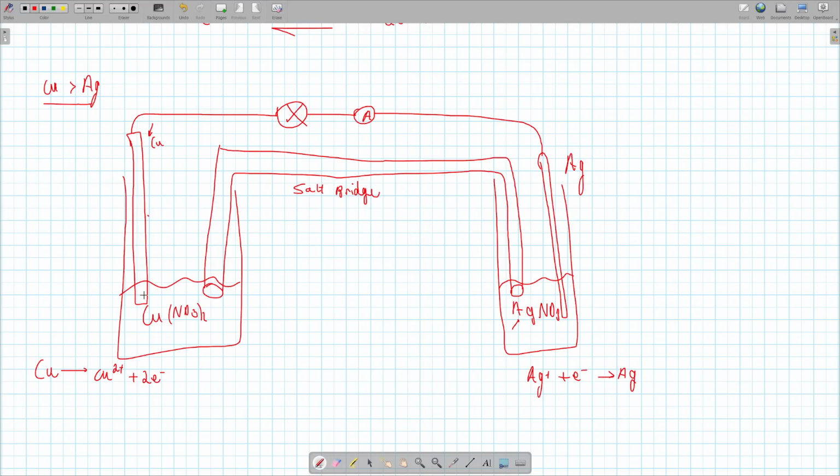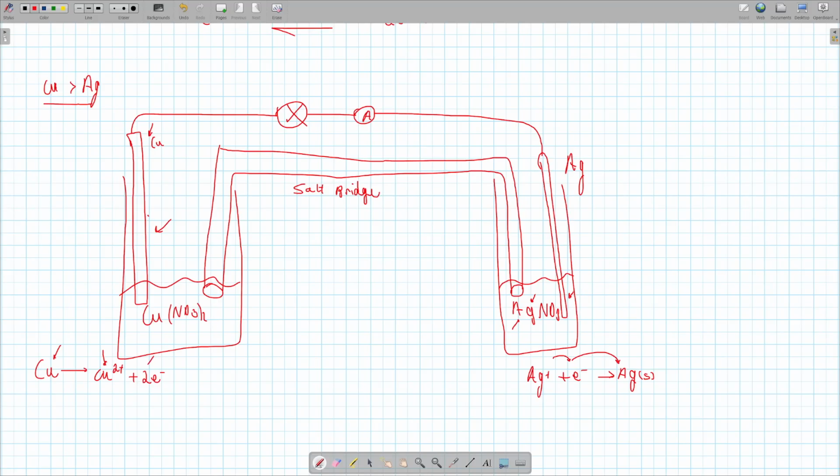Let me explain. This copper strip that you dip here is going to react, since it's the more reactive one, and it's going to form copper ions. So don't you think the copper rod is going to start to dissolve? Its length will begin to decrease. Here, our silver ions from the solution are going to be reduced to form Ag. So isn't the length of this strip going to grow?